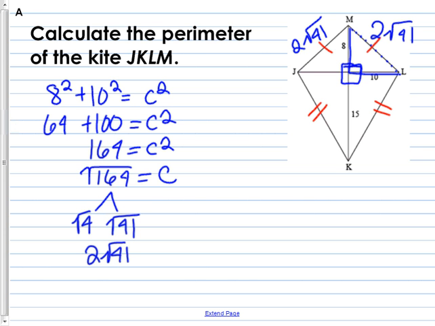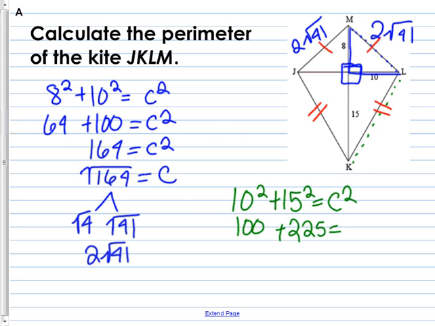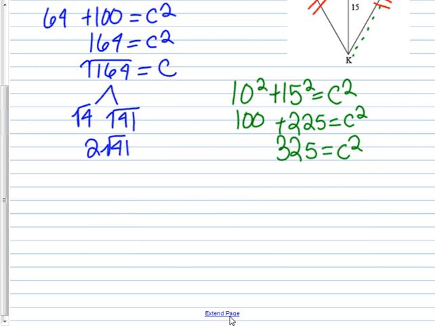I will use green this time to find the other piece. Let's find LK. Again, we'll use A squared plus B squared equals C squared. So 10 squared plus 15 squared equals C squared. 100 plus 225 equals C squared. 325 equals C squared. So the square root of 325 equals C. Take the square root of both sides.